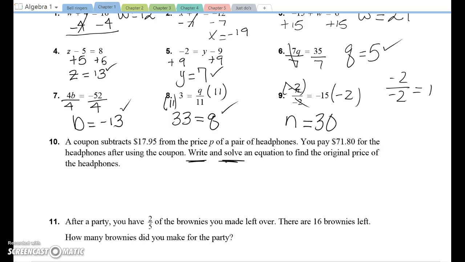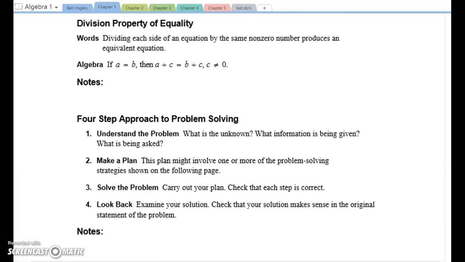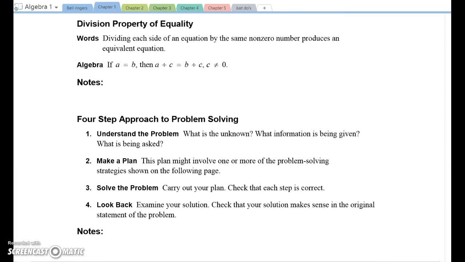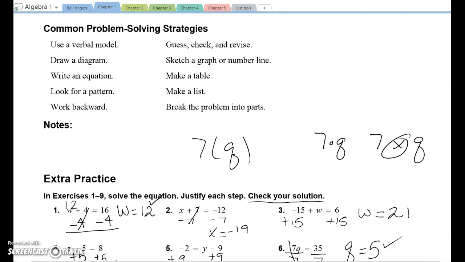Okay, the price we pay is what you give the cashier. So that is your total price. So we're going to say that equals $71.80. Okay, how much was the price of headphones? Well, we don't know. It is P. So we're going to say P, our unknown price. That is your unknown. So if you look back up here at your strategies, understand the problem. What is your unknown? Well, our unknown is the price of the headphones.